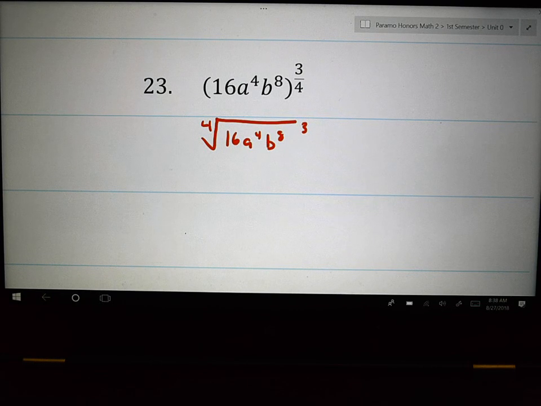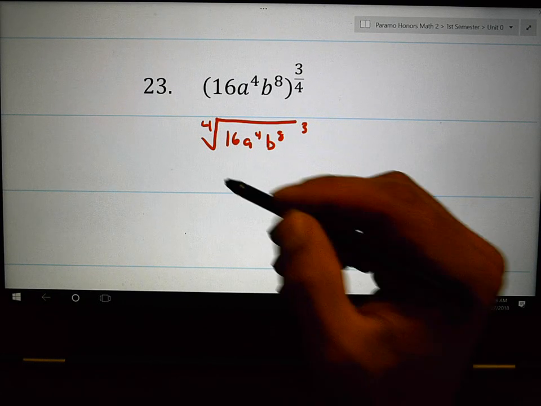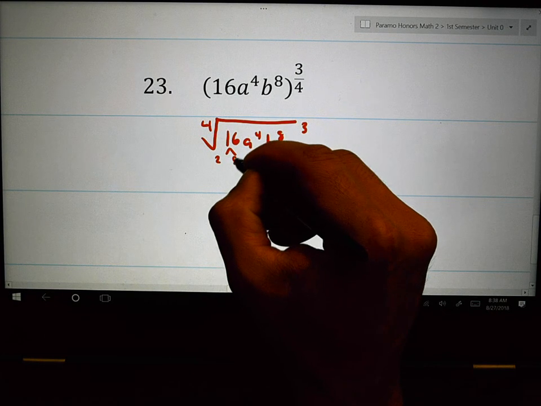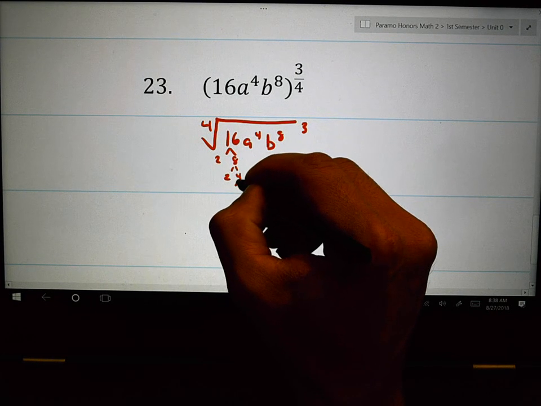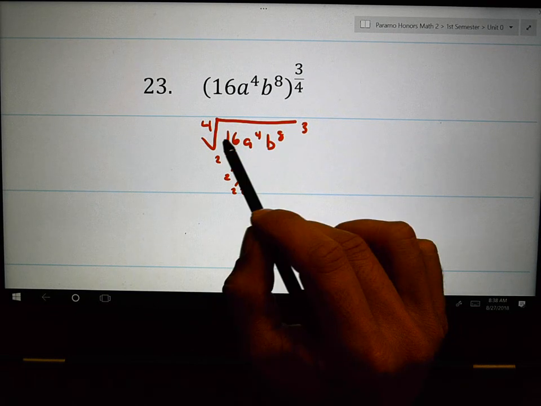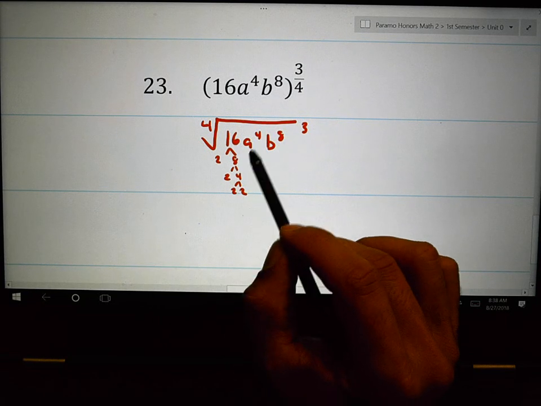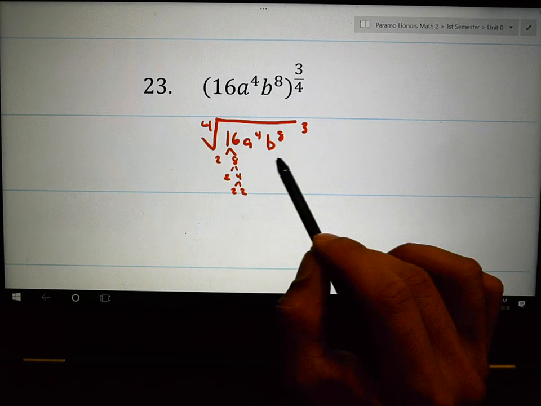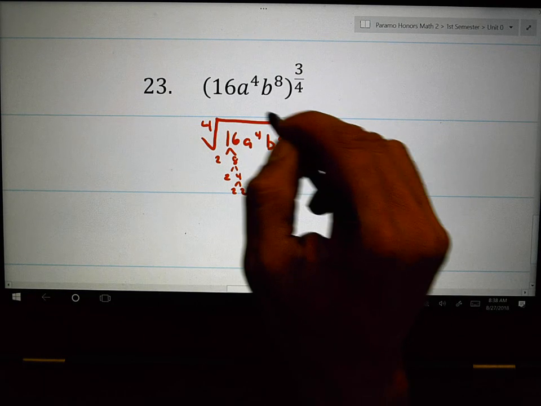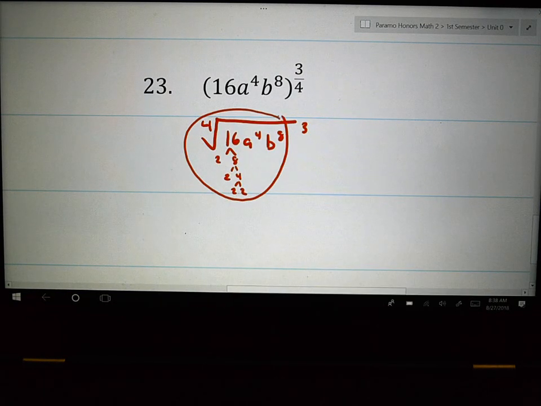The good thing is we've had lots of practice with this so far. We have done this where we've done 2 times 8, 2 times 4, 2 times 2. Do I have 4 factors? Do I have 4 factors for the b as well? When I look at all these, the 16 has to have 4 factors. The a has to have 4 factors. The b has to have 4 factors, and they all do. So we can do all this first and then the 3.